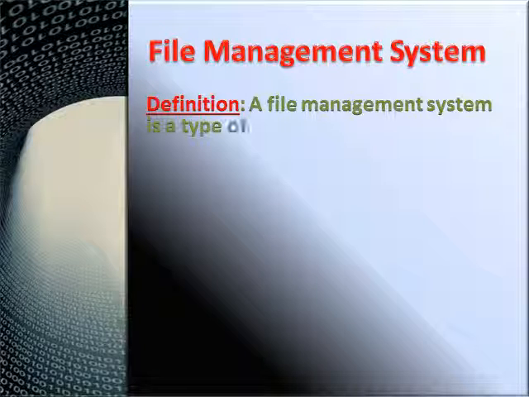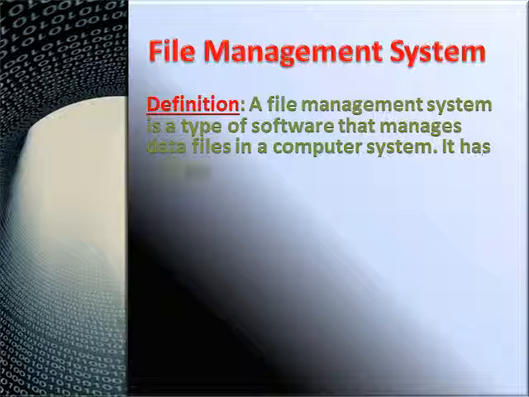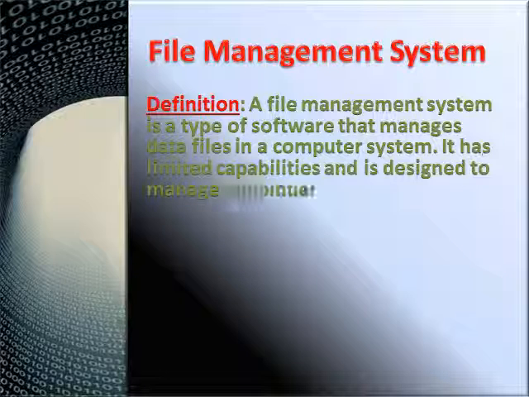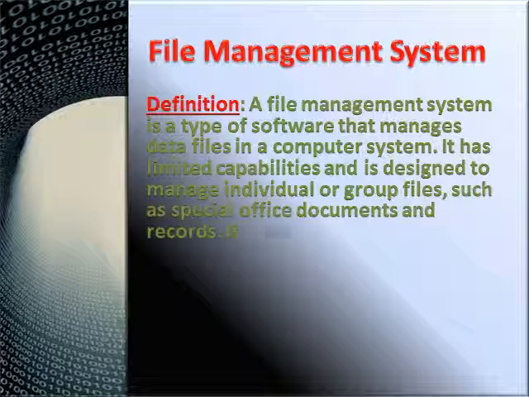Definition of a file management system: a file management system is a type of software that manages data files in a computer system. It has limited capabilities and is designed to manage individual or group files.